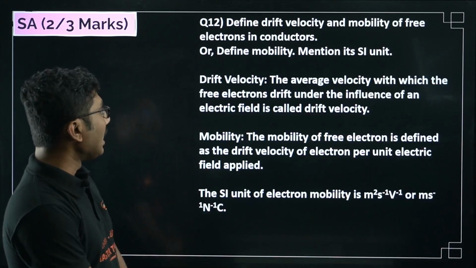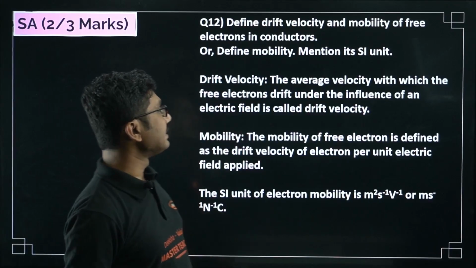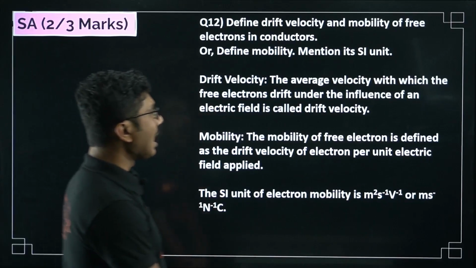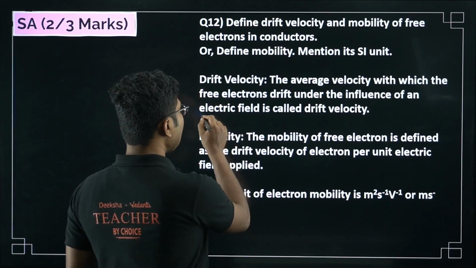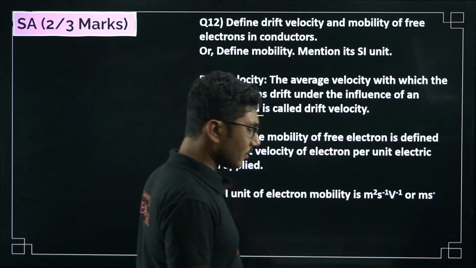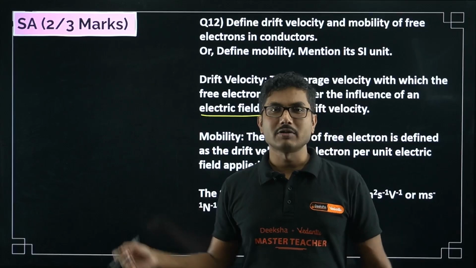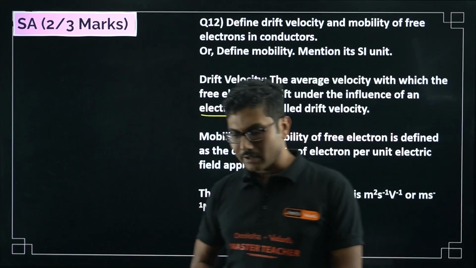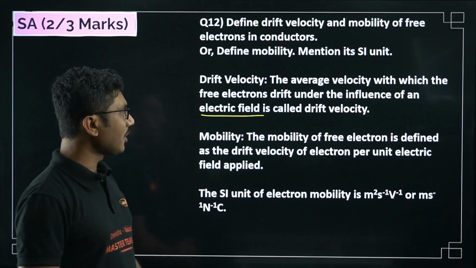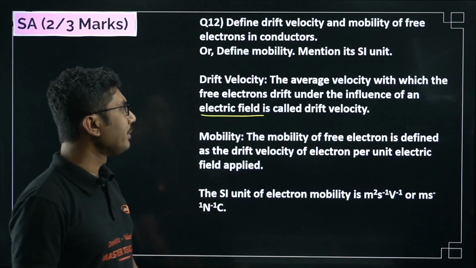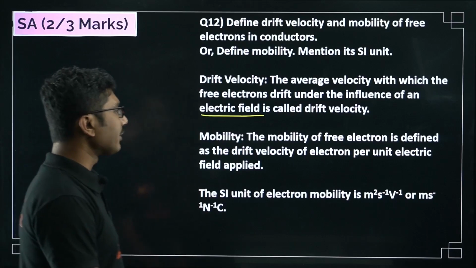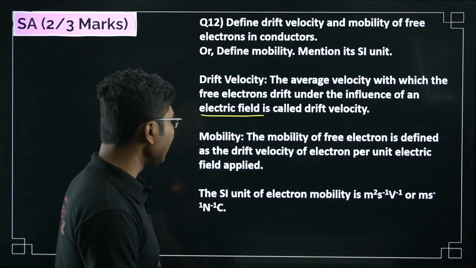So let's see. Drift velocity is the average velocity with which the free electrons drift under the influence of an electric field. When you are under the influence of an external electric field, the electrons cannot stay stable. They start moving slowly opposite to the electric field, and that is called drift velocity. The mobility of a free electron is defined as the drift velocity of the electron per unit electric field applied.